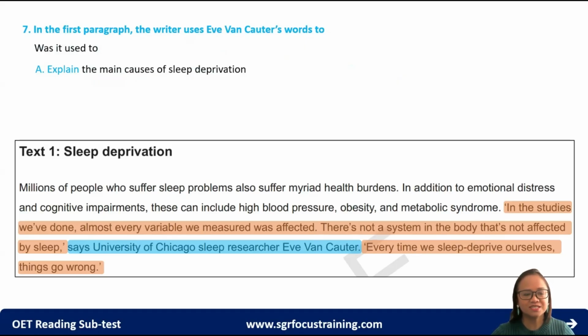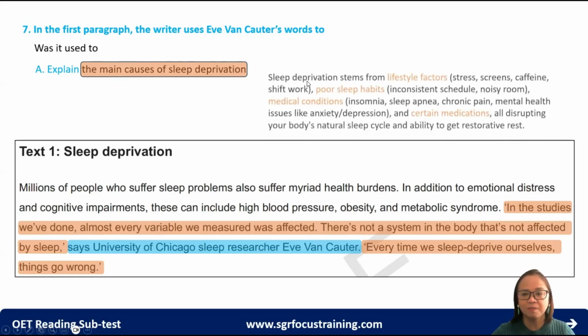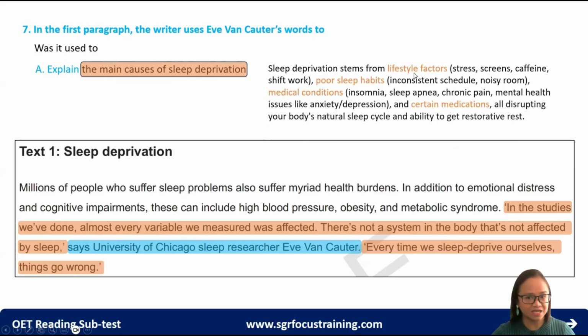And answer option A said that the writer is using her words in order to explain the main causes of sleep deprivation. Well, hold on a second. Using your medical knowledge, you know that the cause of sleep deprivation could be several things, such as lifestyle. It could be that the person is stressed, has too much screen time, drinks too much caffeine, or is probably doing shift work.